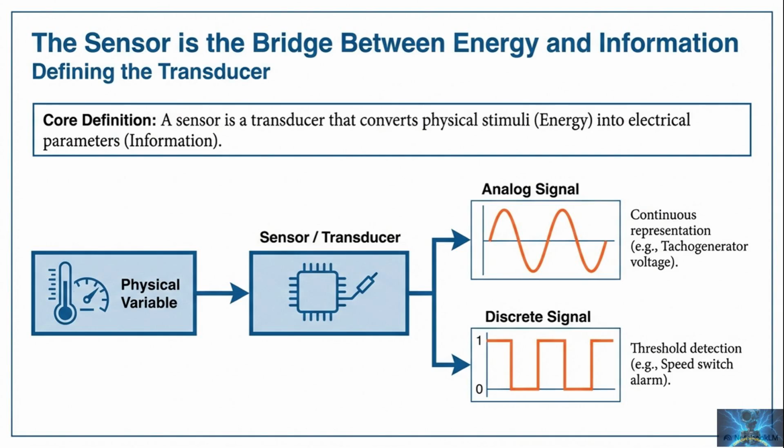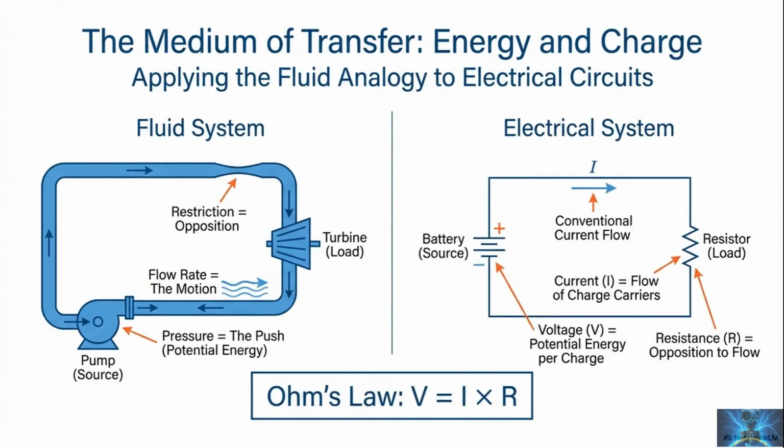A sensor is a transducer. It converts physical stimuli, energy in the process, into an electrical parameter we can measure, information. And that electrical information usually comes out as either analog, continuous output, or discrete, on-off threshold, output. So when you troubleshoot a sensor, you're really asking, what's the physical input and what electrical output form should I expect? This slide is here to keep us honest.